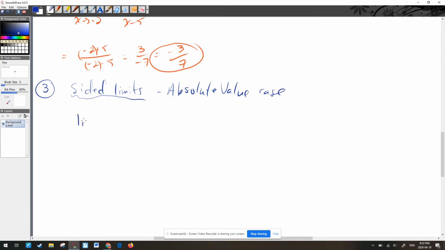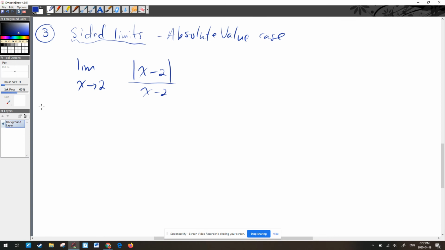So if we did the limit as x tends to, well, I don't know, how about 2 of the absolute value of x minus 2 over straight up just x minus 2, okay? And so it looks like we can divide through here, but the problem is, of course, that we've got an absolute value going on in the case. So this is where we break it down into cases.